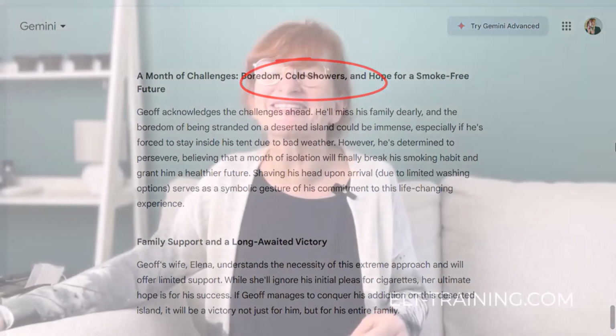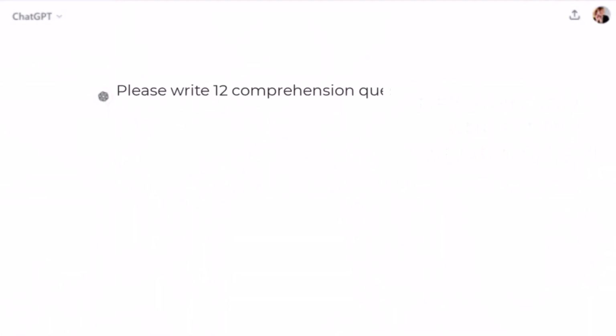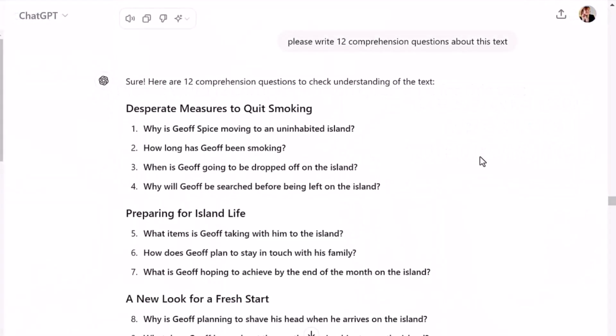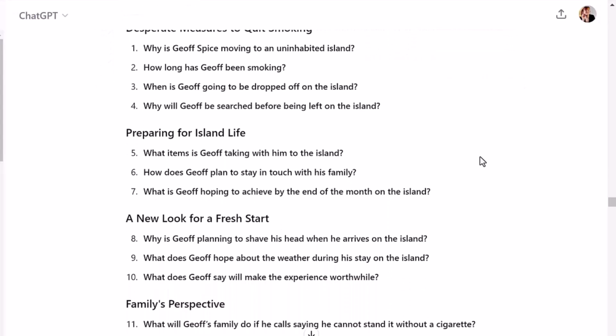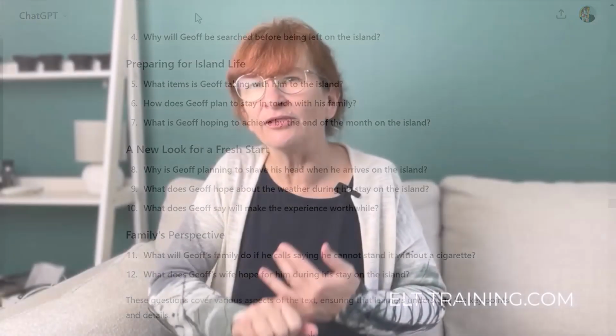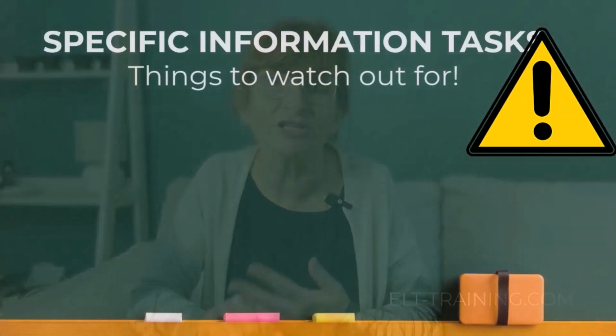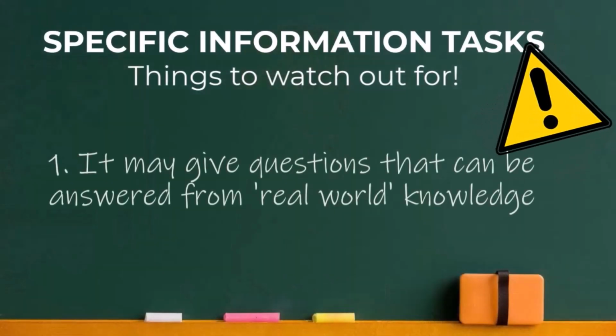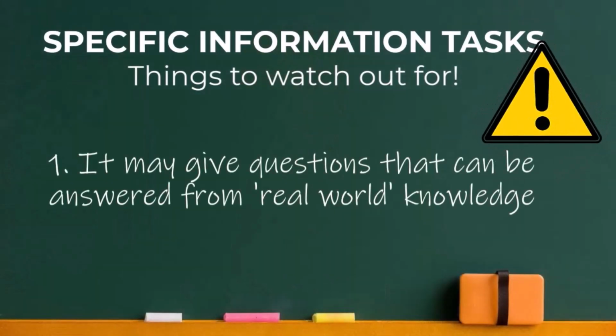Let's move on now to comprehension questions. AI can generate questions that require an overall understanding of the text and reasonable true-false questions, including answers. Just ask it. There are 3 main issues to watch out for though. Issue number 1, it doesn't differentiate questions that can be answered from real-world knowledge.